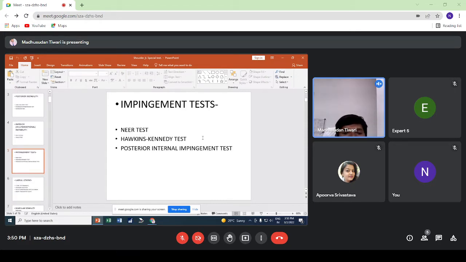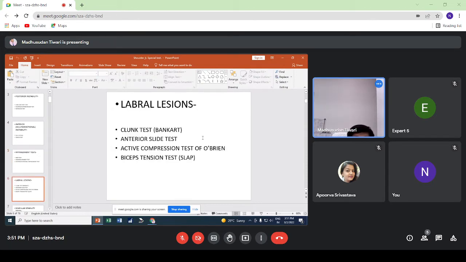Then the next will be the shoulder impingement tests. Under this condition, we'll discuss the Neer test, Hawkins-Kennedy test, and posterior internal impingement test. Then labral lesions. Under labral lesions, we'll discuss the clunk test, anterior slide test, active compression test, biceps tendon test, and SLAP tests.